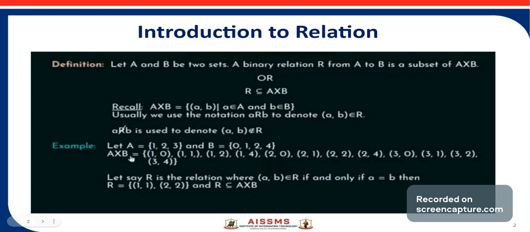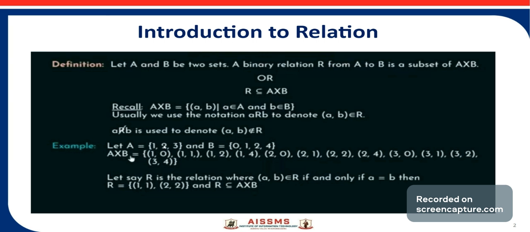Now, let's consider one example. Set A contains three elements 1, 2, 3 and set B contains four elements 0, 1, 2, 4. Now, what will be the A cross B here? (1, 0), (1, 1), (1, 2), (1, 4).